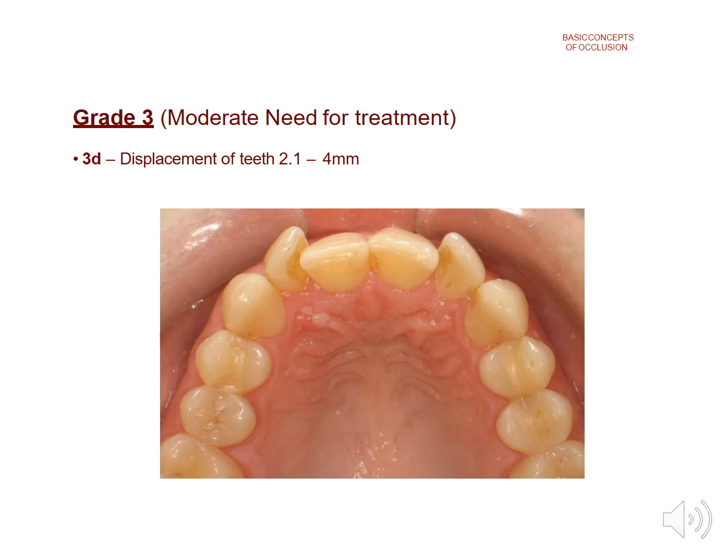3D is displacement of teeth from 2.1 mm to 4 mm. So we can see from this photo, you should measure the displacement of the contact point of the teeth. For example, look at the contact point of the lateral incisor to the contact point of the central incisor. It's around 4 mm. So in this case, we classify the dental health component, the DHC, as 3D.